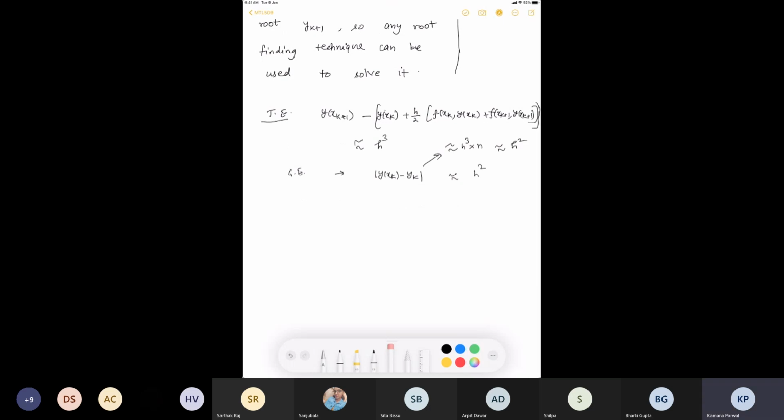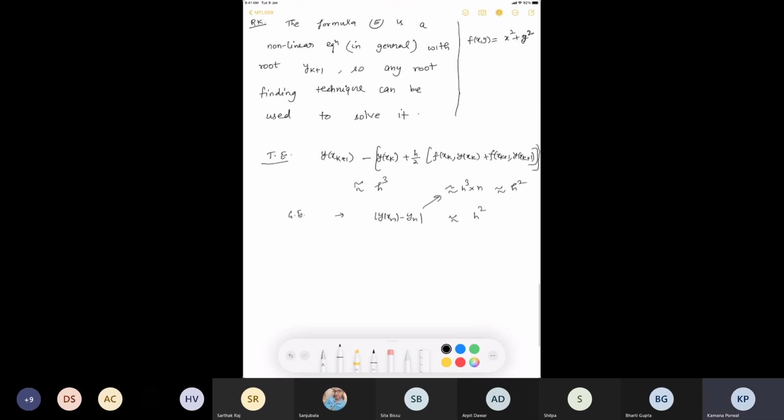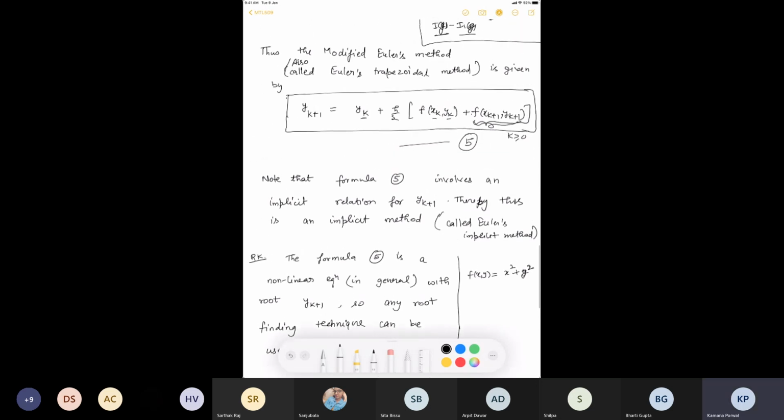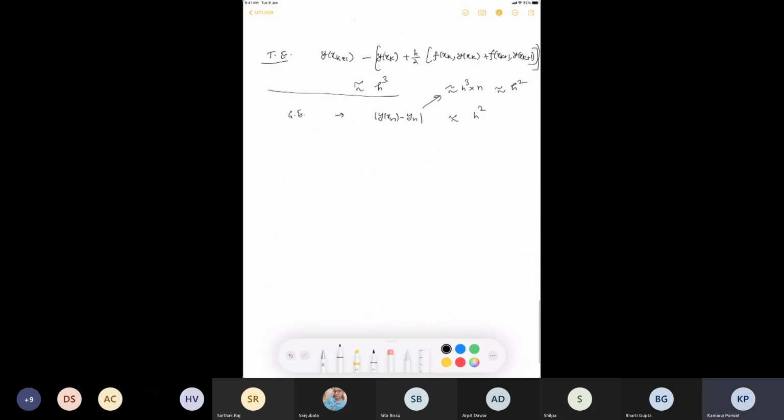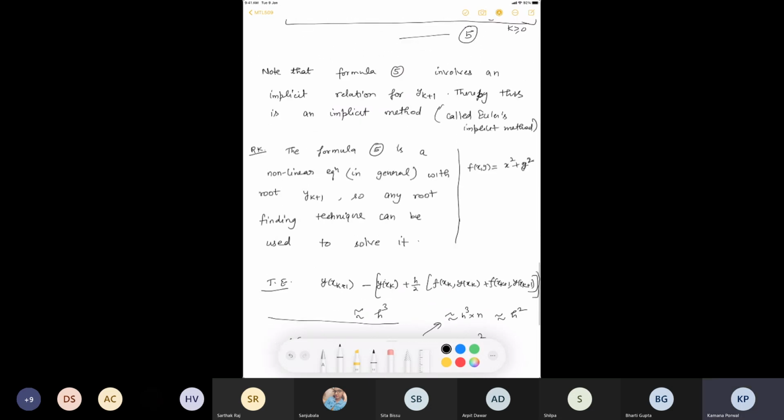Let me write this as x_n minus y_n. All right. So it suffices to understand the truncation error, and using that, we can guess the global error. So you can see we got a higher order of the truncation error. So this is going to give you a better approximation than Euler's method, the explicit Euler method.